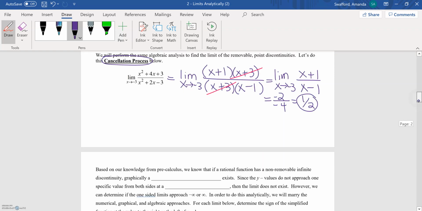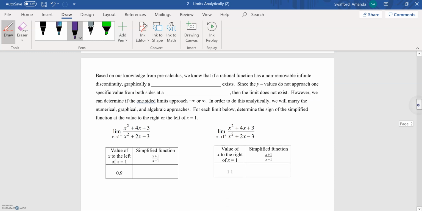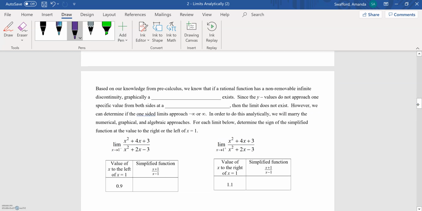Basically what we need to remember here, apologize, I'm going too fast. Based on our knowledge from pre-calculus, we know that if a rational function has a non-removable infinite discontinuity, graphically a vertical asymptote exists. So that non-removable infinite discontinuity is the same thing as a vertical asymptote. That's just a new fancy vocabulary word for you. Since the y values do not approach any specific value from both sides at a vertical asymptote, then a limit does not exist.